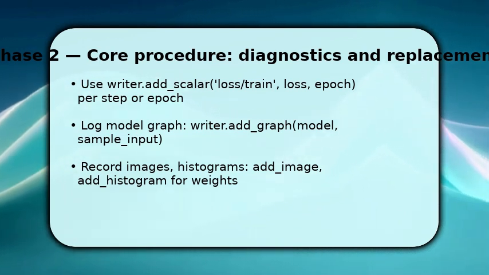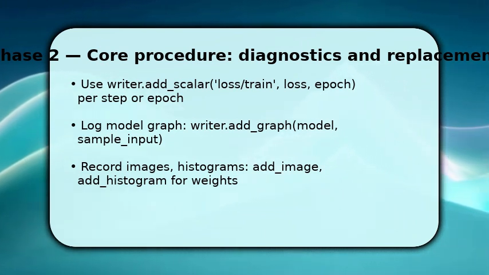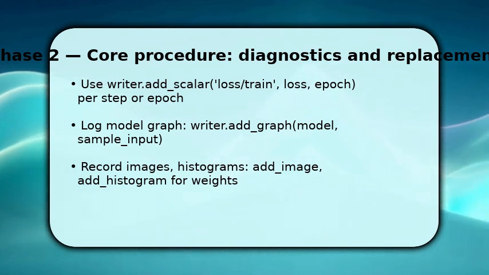If you want weights and activations, call writer.add_histogram and writer.add_image. Make sure to flush periodically with writer.flush to avoid buffering. This keeps the UI responsive and up to date.